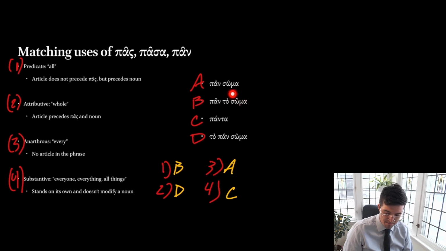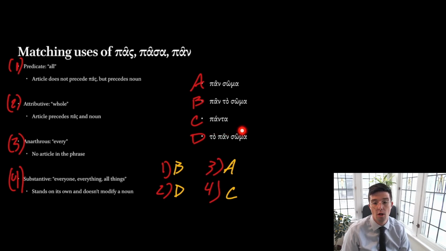B is going to be pān ta sōma. So here we have the article not preceding the form of pās, pāsa, or pān, but the article just preceding the noun, meaning all. And remember, sōma means body, so all the body here. Number 2 is going to be to pān sōma, where the article precedes both the form of pān and sōma, and it's going to mean whole, so the whole body.